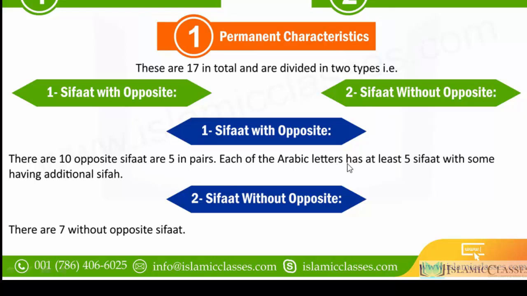Each of the Arabic letters has at least 5 Sifat, with some having additional Sifat. The second is Sifat without opposites, which are basically the additional Sifat. There are 7 Sifat without opposites. So if we count, 10 Sifat are with opposites and 7 Sifat are without opposites, so the total will be 17, right? 10 Sifat in 5 pairs and 7 Sifat without opposites.